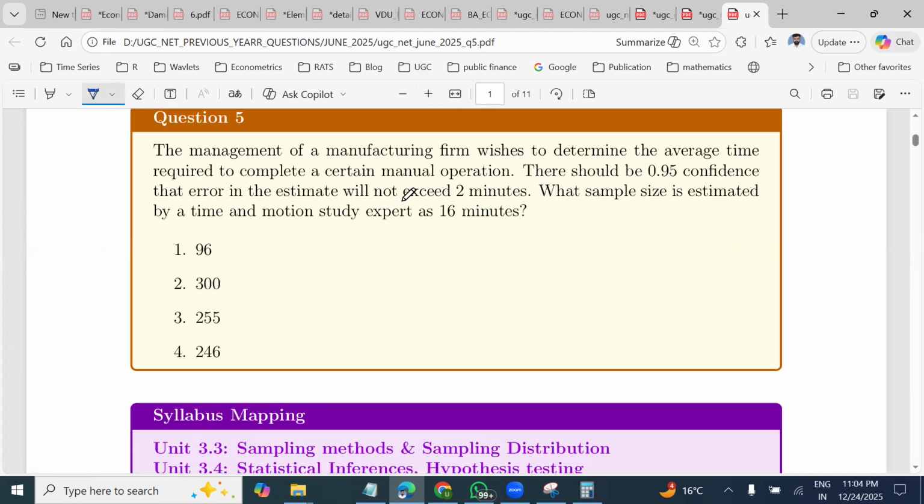The management of a manufacturing firm wished to determine the average time required to complete a certain manual operation, and there should be a 0.95 confidence that the error in the estimate will not exceed 2 minutes. Then what sample size is required, if the standard deviation is estimated by a time and motion study expert as 16 minutes? First of all, if you read this question, you will get afraid, right? That I will not be able to do it.